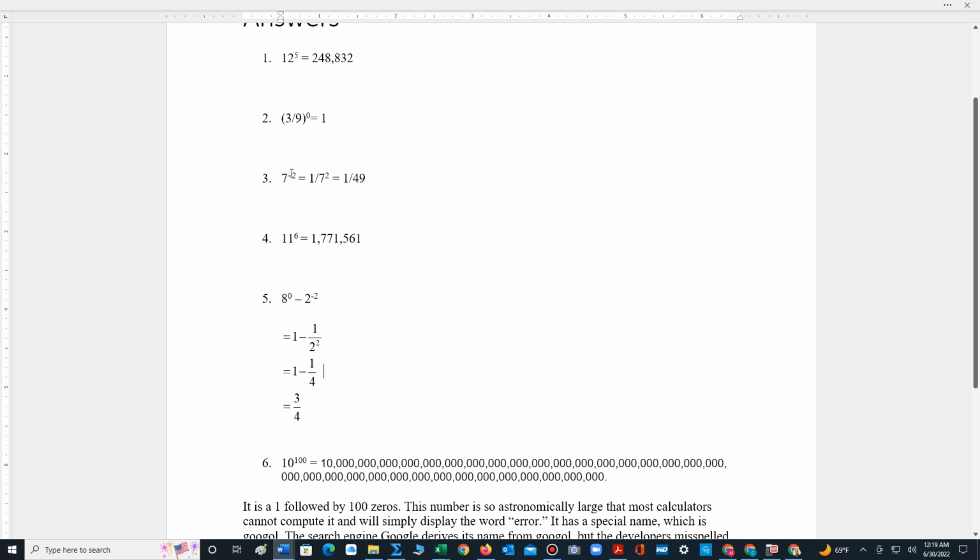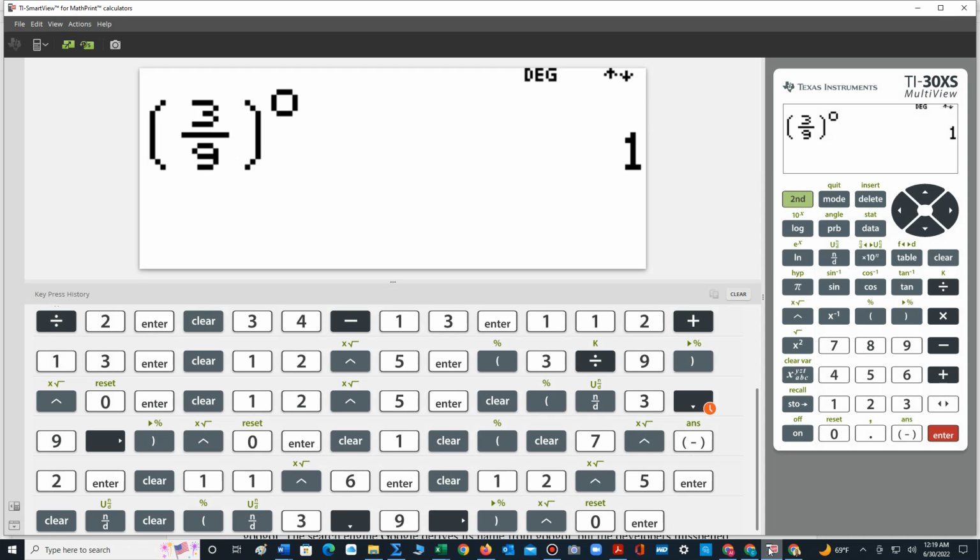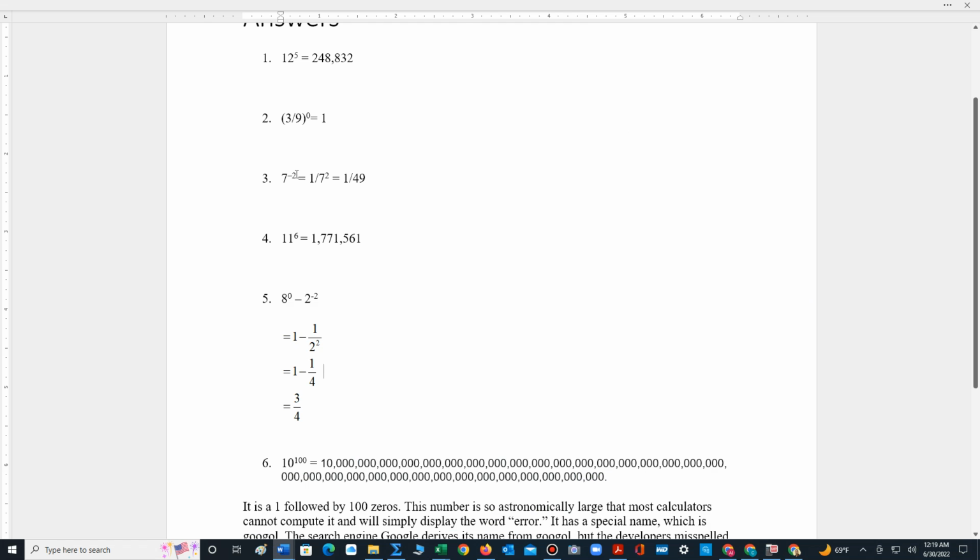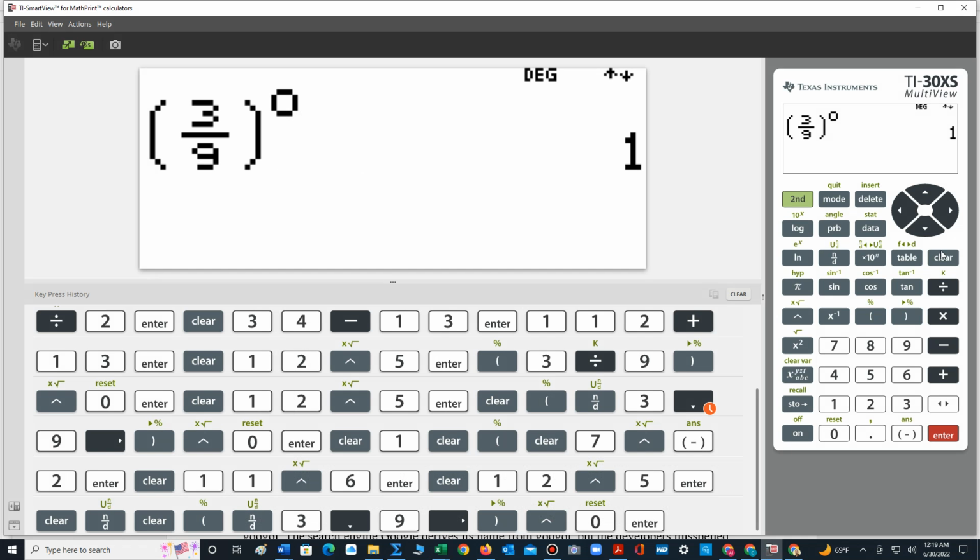Next we have 7 to the negative 2 power. Prior to using our calculator, remember the negative 2 informs us to take the reciprocal and drop the negative sign, so it's 1 over 7 squared, which is 1 over 49. Let's go ahead and just perform that calculation using the calculator.